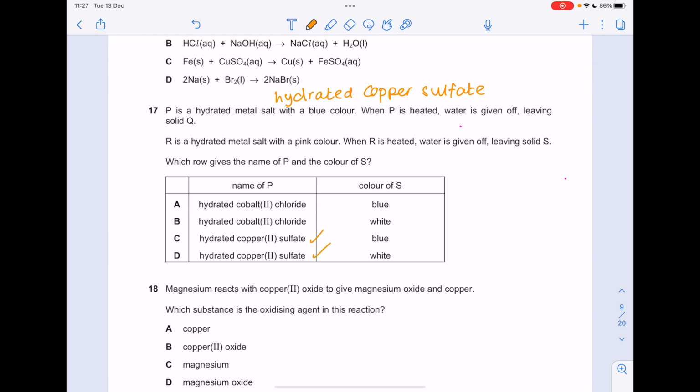So we're picking between C and D. But what is the colour of S? Well, anhydrous copper chloride is blue and turns pink with water. So the colour we're looking for, the original substance, is blue.